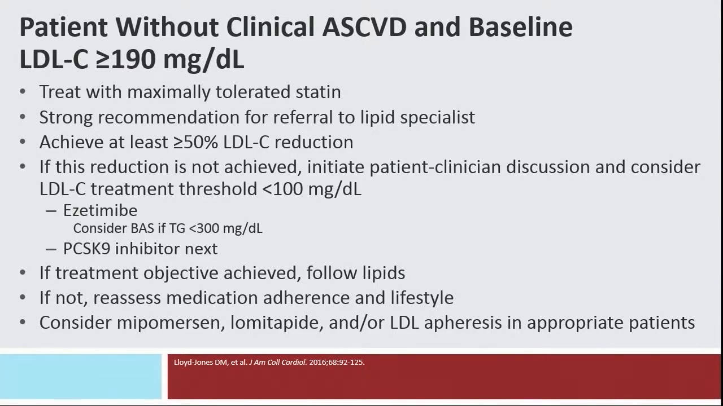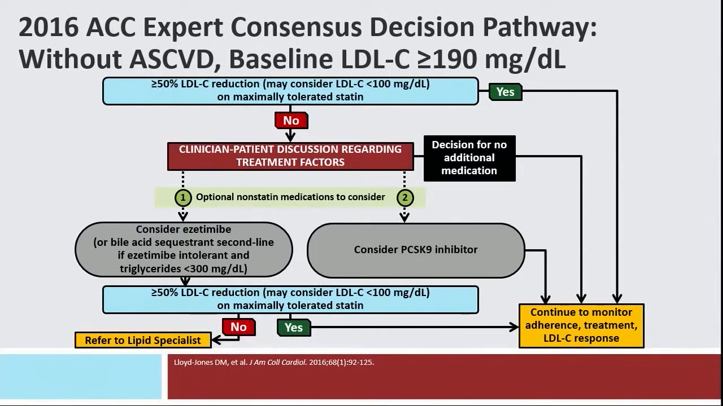Those are more complicated, usually compound heterozygotes or double heterozygotes, sometimes the homozygote FH where you have mipomersen, lomitapide, and even LDL apheresis. That's why they want lipid specialists to always be involved with the FH patients for long-term management. And again, this is the decision tree you see in the paper. Just wanted to show you what it looks like.